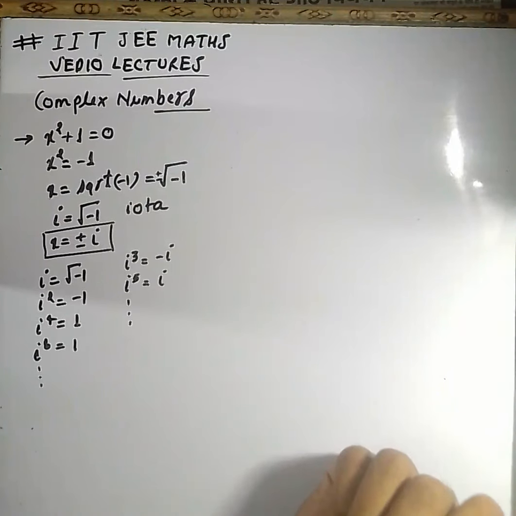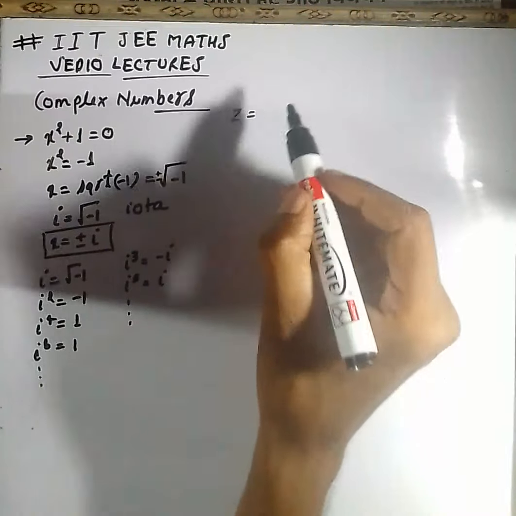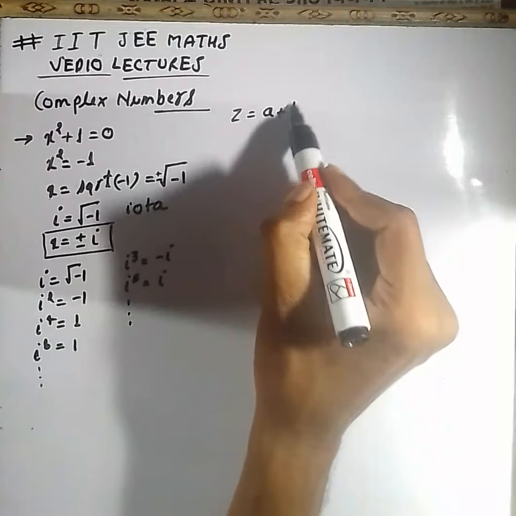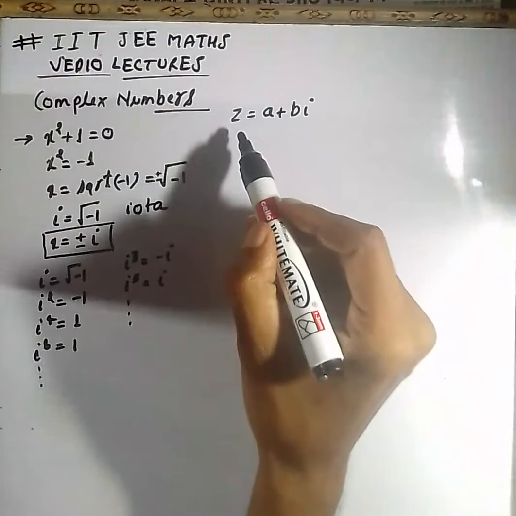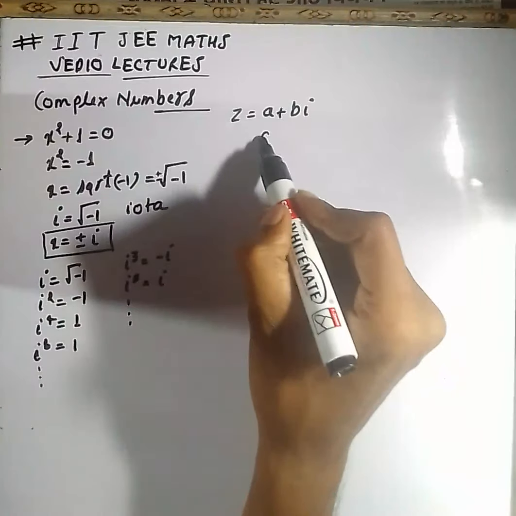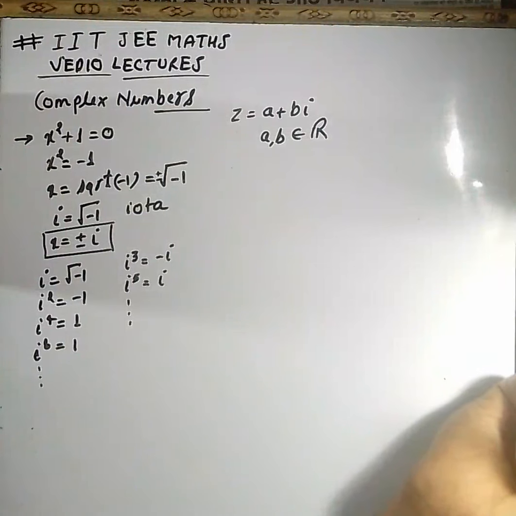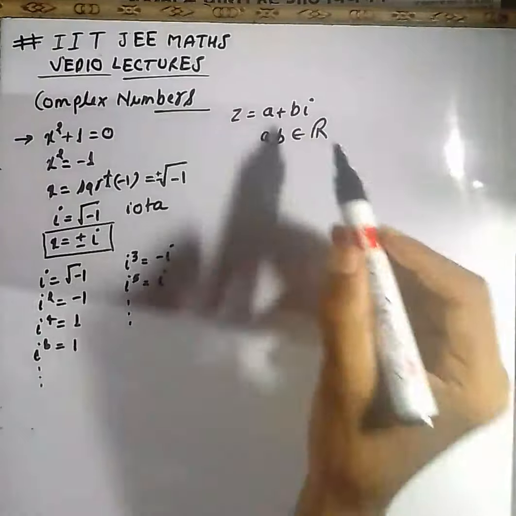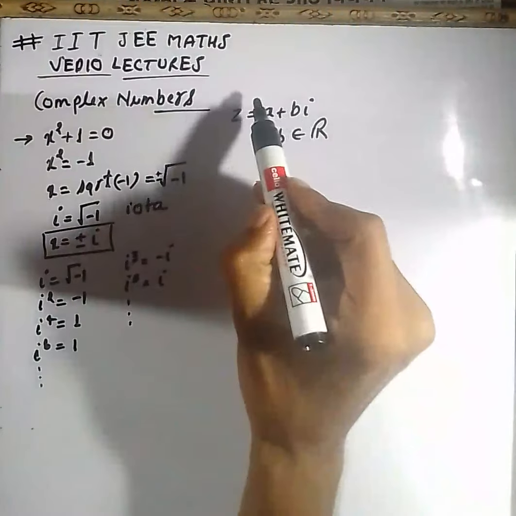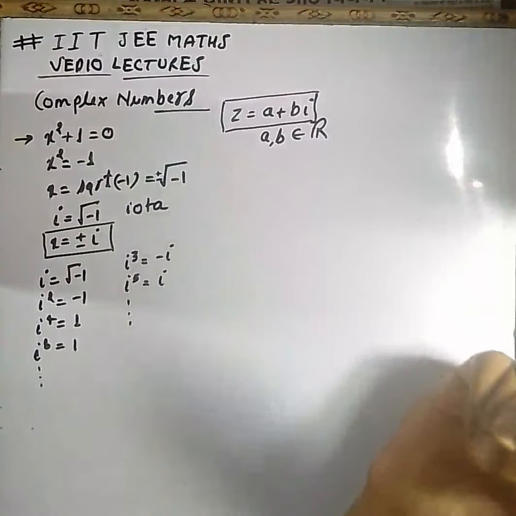Okay, so now we will see what is the standard complex number. z equals to a plus bi. So this z is complex number, and a and b are purely real numbers. And if we write a and b in this form, then the whole number will be called a complex number.